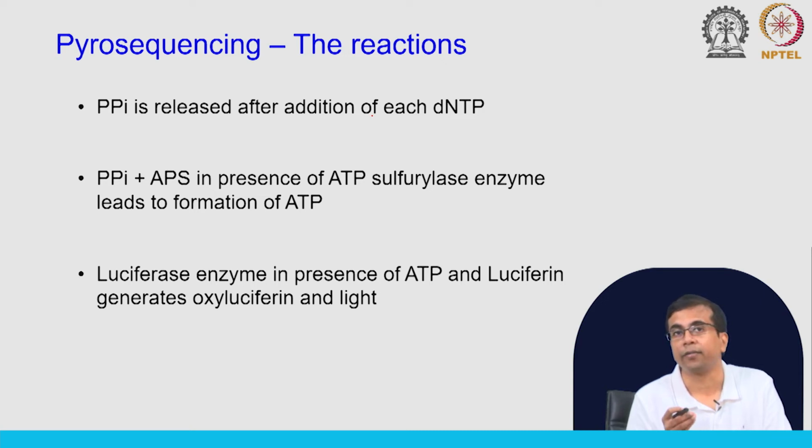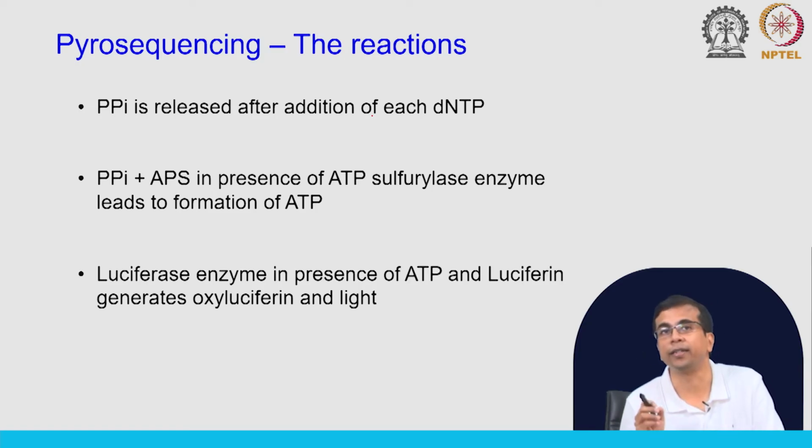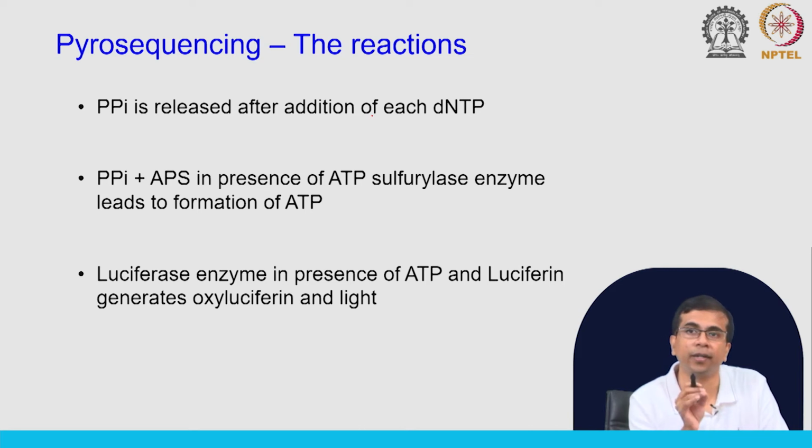In addition, you have luciferase enzyme in these wells, and in presence of ATP and luciferin, this generates oxyluciferin and light. So, you can visualize this reaction now. You have addition of one base in the growing complementary strand that is being synthesized by DNA polymerase. There is an addition of A, and immediately there is some sort of chain reaction. There is a pyrophosphate release that leads to formation of ATP, that is converted to oxyluciferin and light by the luciferase enzyme. This is a very fast process, but there is a light signal which could be detected by an optical detector.